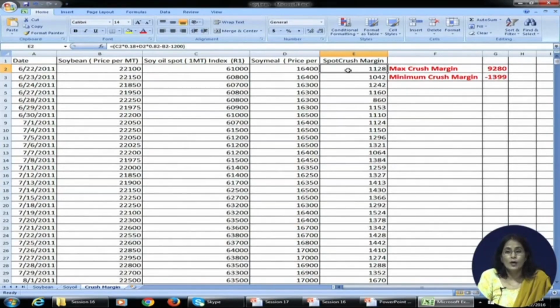So if crush margin is going to be negative, that means by doing a business of buying soya bean and selling soya oil and soya meal, the company is going to incur loss. So in that case, what is going to be the strategy of the company, how can this risk be mitigated? Because a company cannot say that we are not going to crush soybean and make and sell soya oil and soya meal.